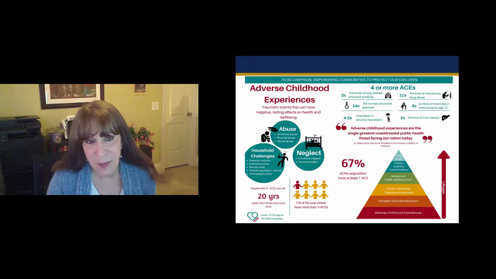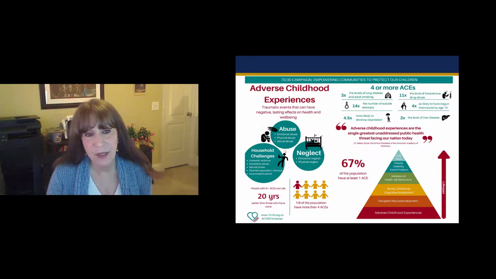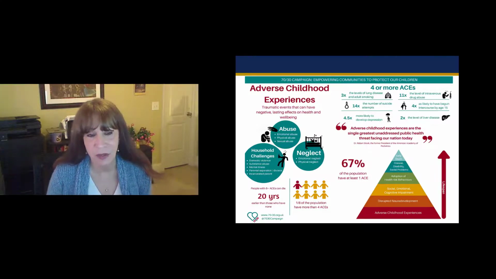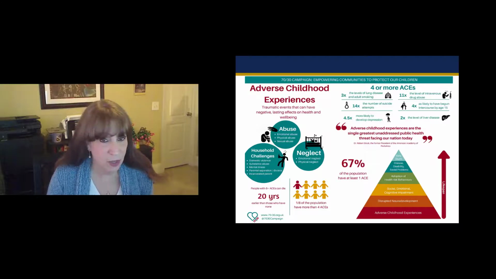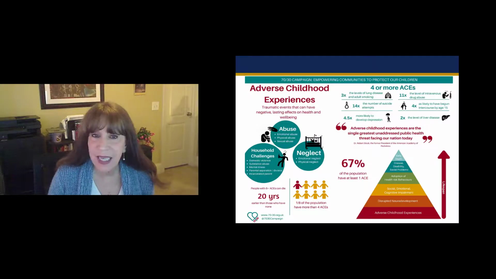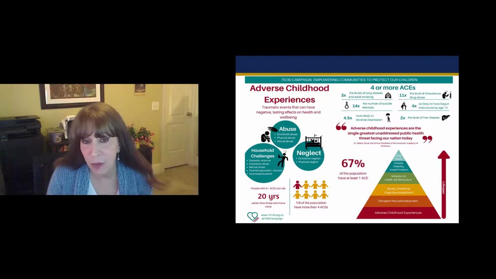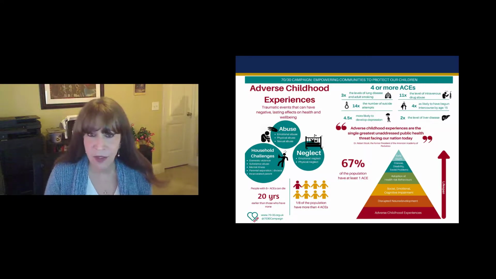The abuse: physical, emotional, and sexual abuse; neglect; household challenges: domestic violence, mental illness, incarcerated parents. These are the 3 buckets that we generally think of. Now, I think it's interesting for you all to know that 67% of the general population has at least one ACE. And I'm sure you're all thinking about what buckets you may fall into. We all have, 67%, two-thirds of us, have at least one ACE.